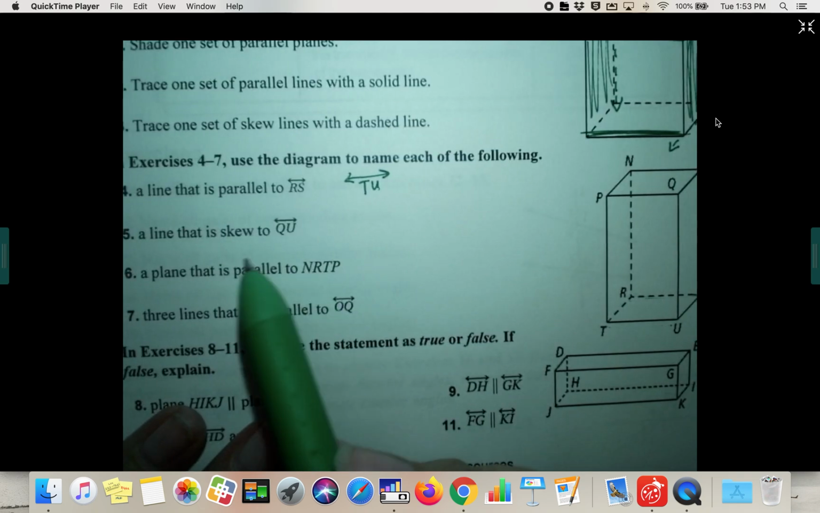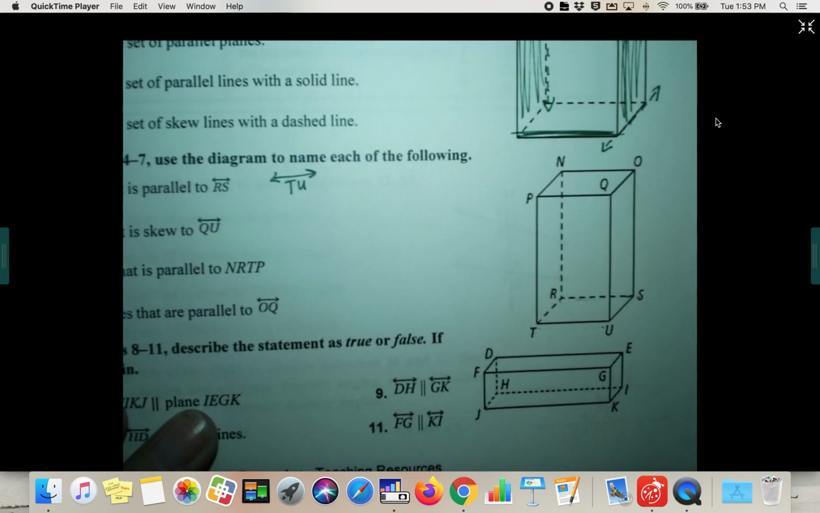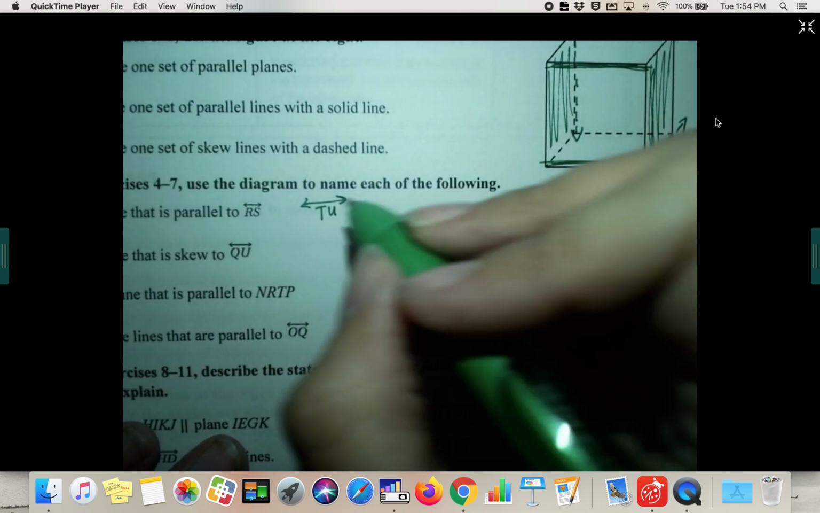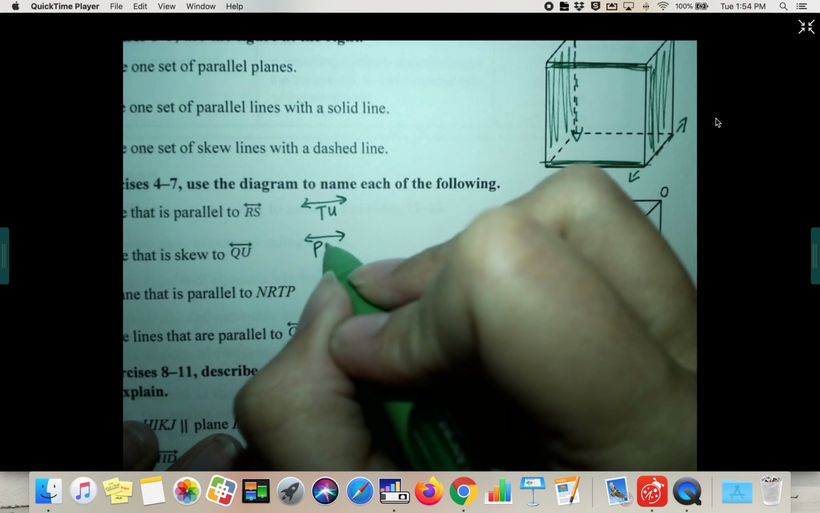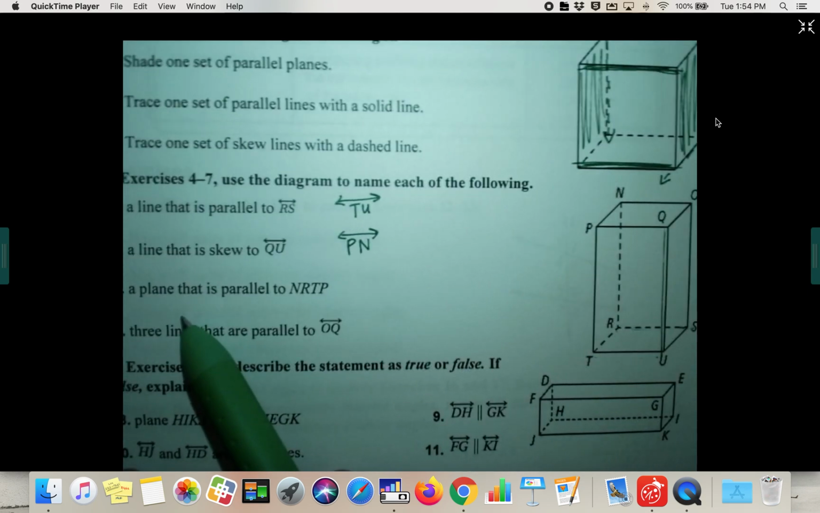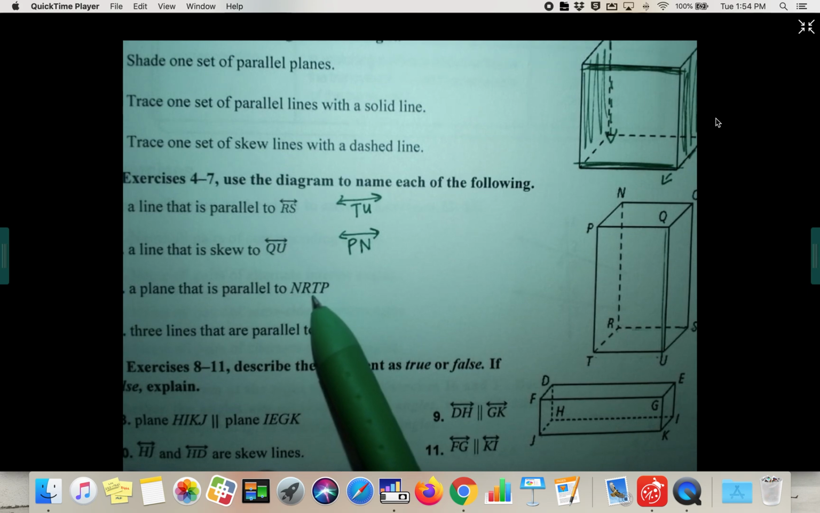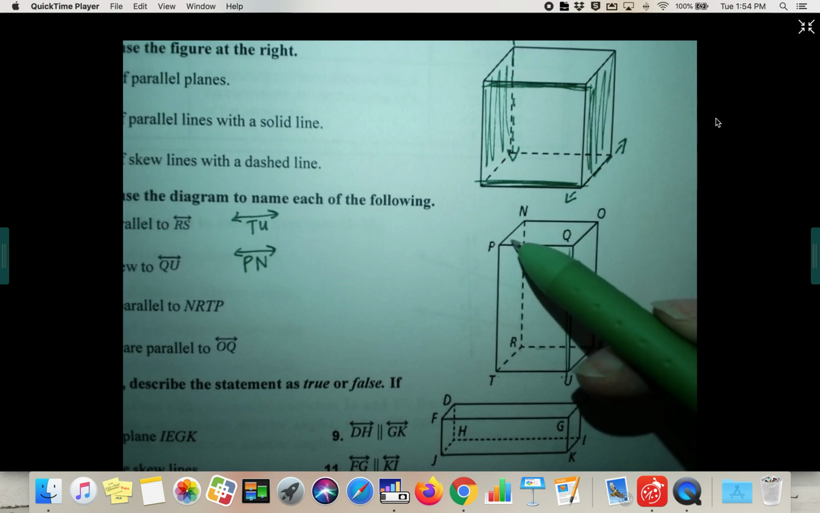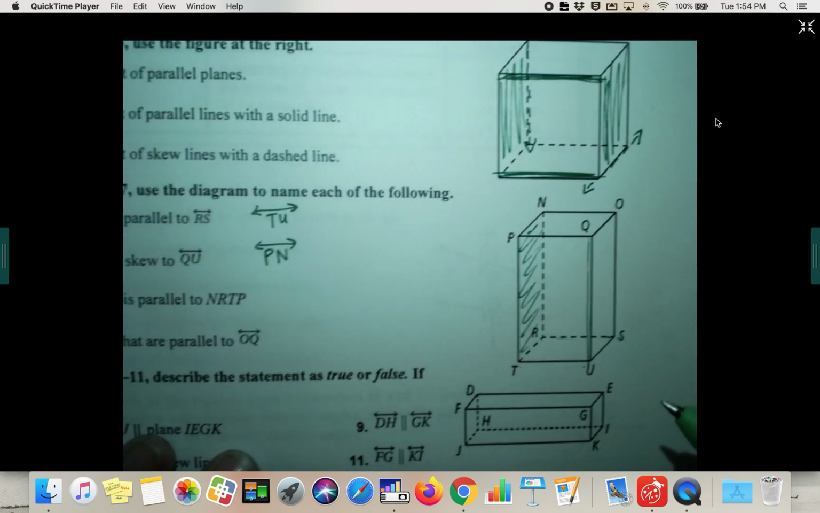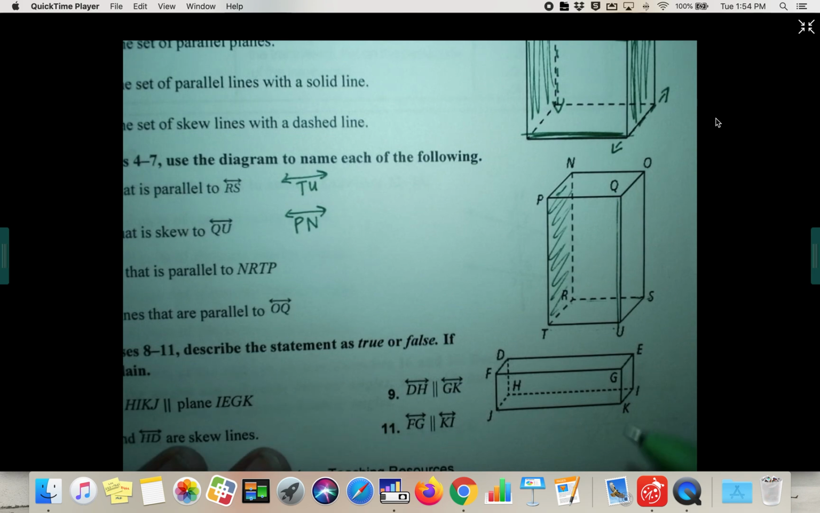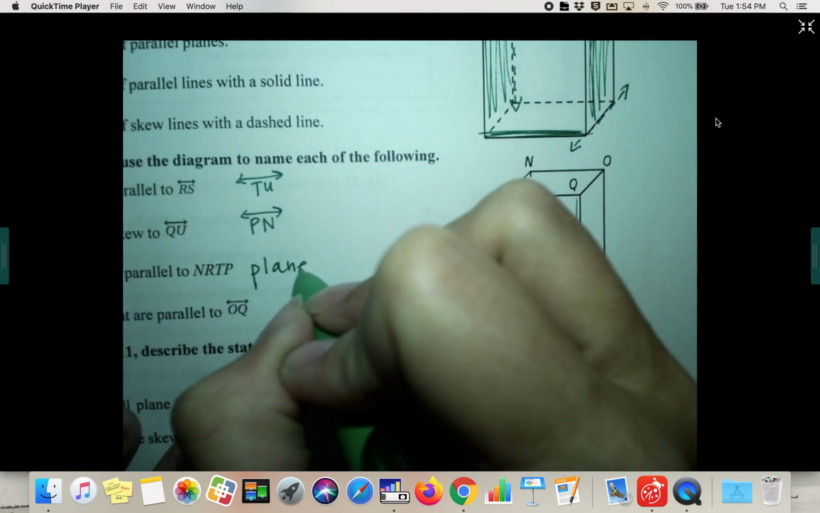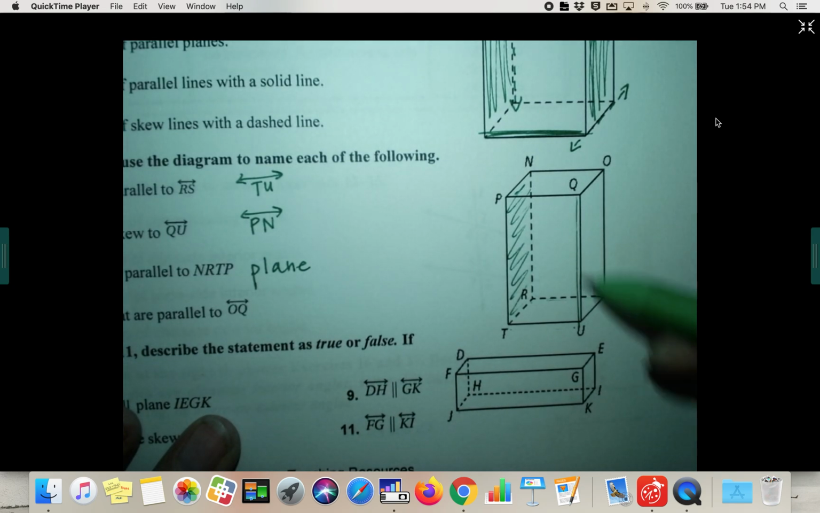That's just an example. A line that's skew to line QU. A line that's skew to this one might be like line PN. A plane that is parallel to NRTP. So they're talking about this one over here, and they want you to pick a plane that is parallel to it. That would be plane, this one, QOSU.